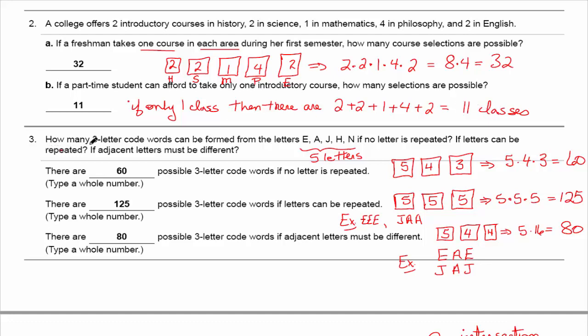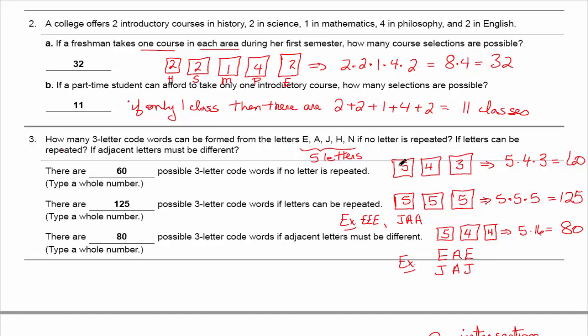In question 3, we have a 3-letter code. So here I've got 3 positions. And we can use the letters E, A, J, H, and N. So there are 5 letters. And if no letter is repeated, okay, so let's see.